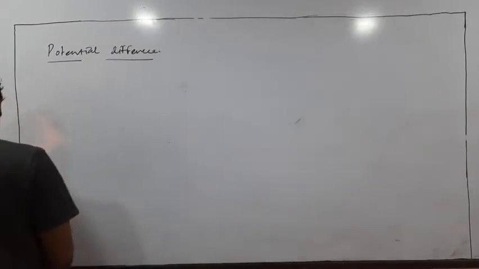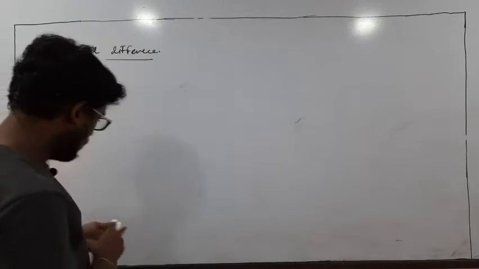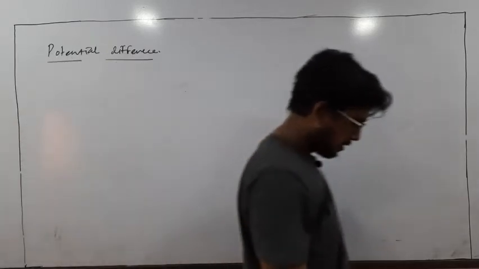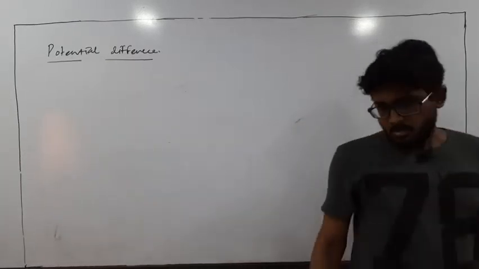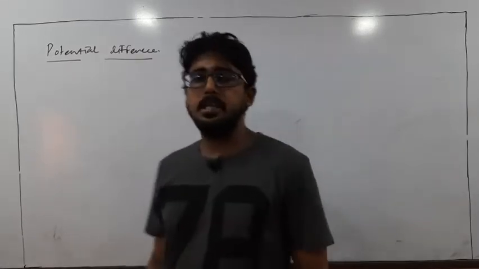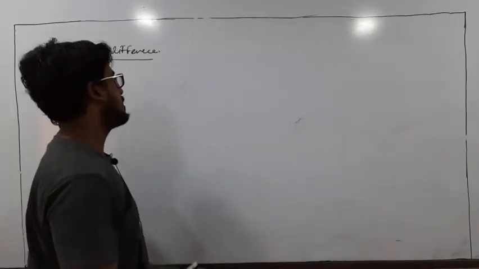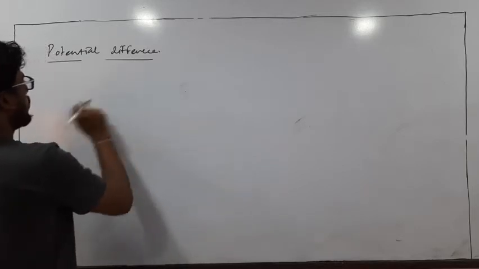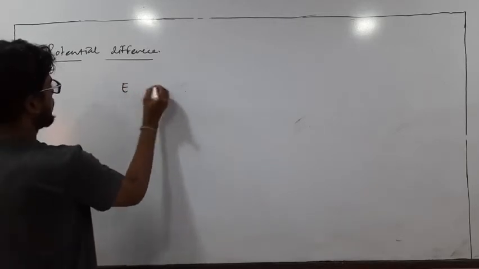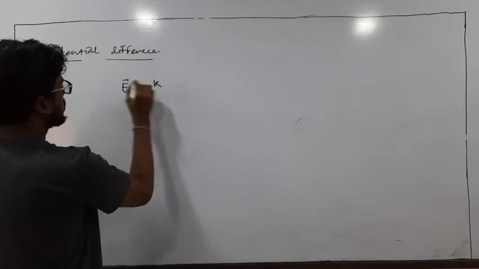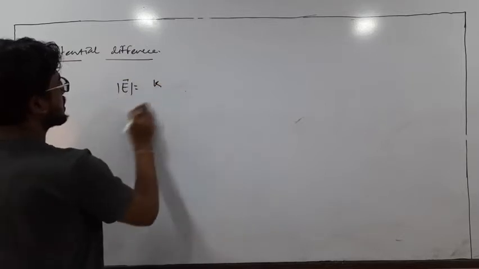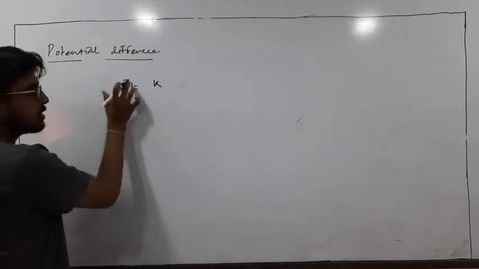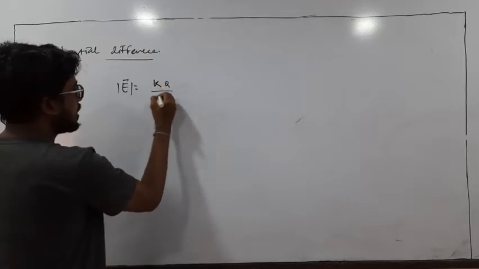Next is, what will be the relation between electric field intensity and electric potential? From previously we already discussed the magnitude of electric field intensity. Here electric field is a vector quantity, so its magnitude will be kq by r square.